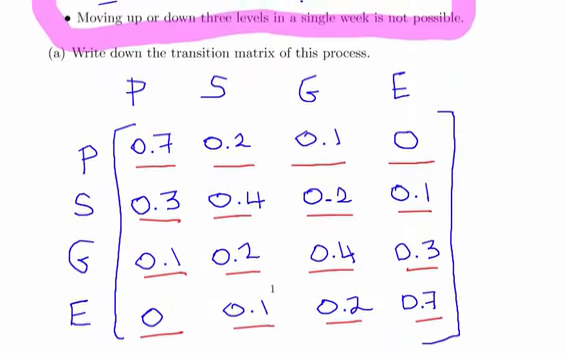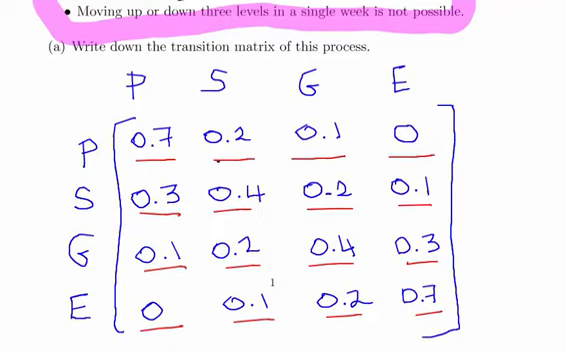That actually takes a lot of thought. Just echoing what I've said before, if you're starting at poor and you go up 1 level, there's a 20% chance of that, 0.2. So P to S has a probability of 0.2. P to G has a probability of 0.1. P to E is impossible, so we have a probability of 0 there. But to remain at P when you're at P is 0.7.